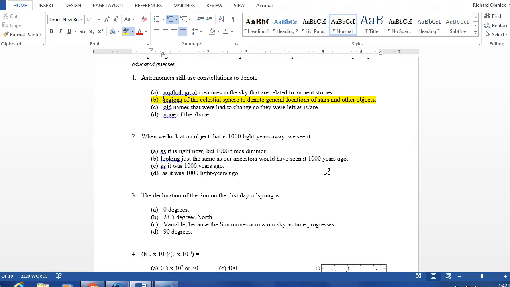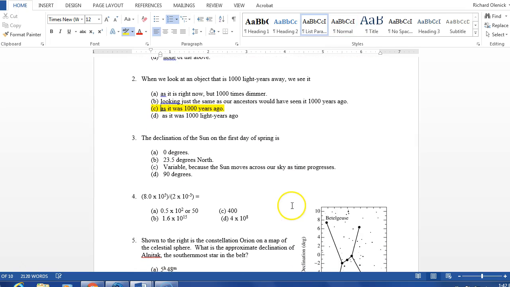When we look at an object that's 1,000 light years away, we see it not as it is now, but as it was 1,000 years ago. The declination of the sun on the first day of spring: well, the sun is crossing the celestial equator on the equinoxes, so its declination is 0 degrees.